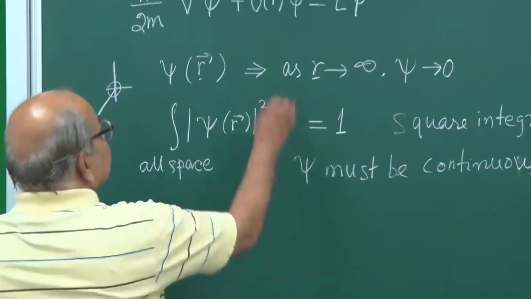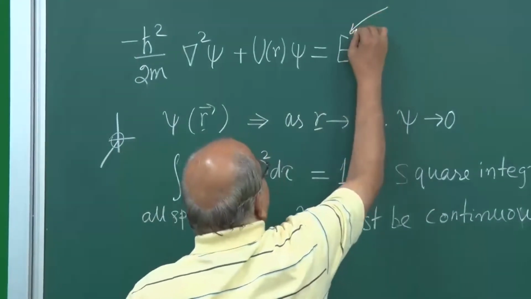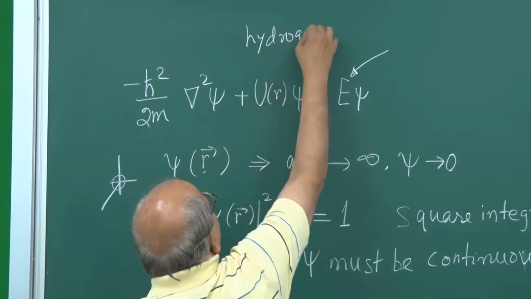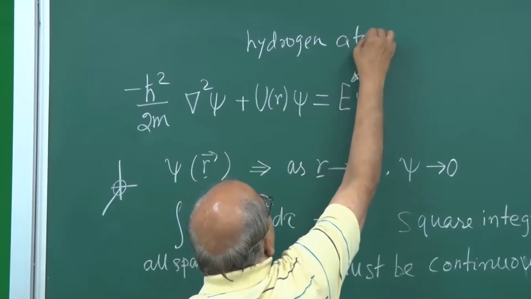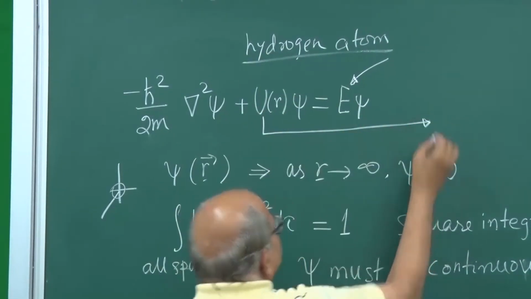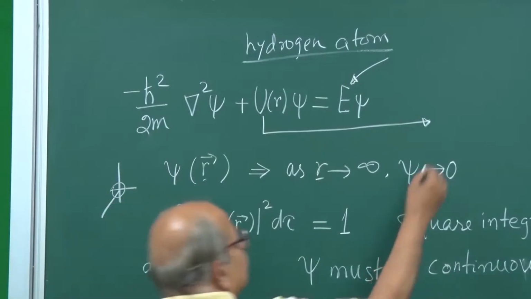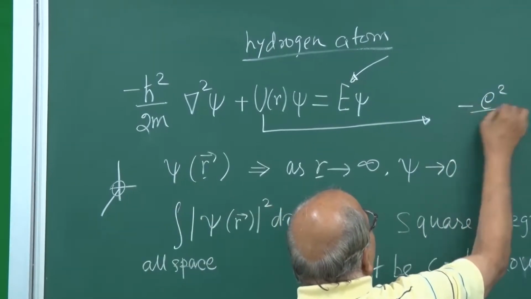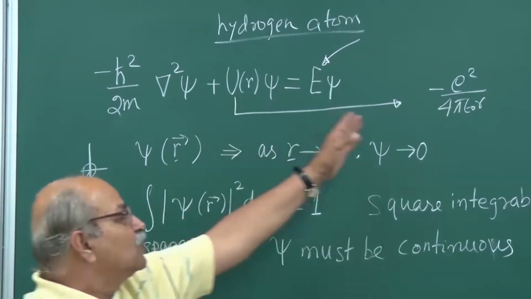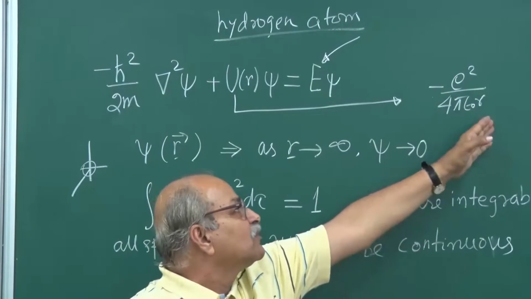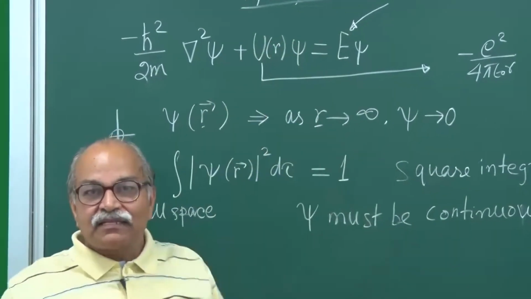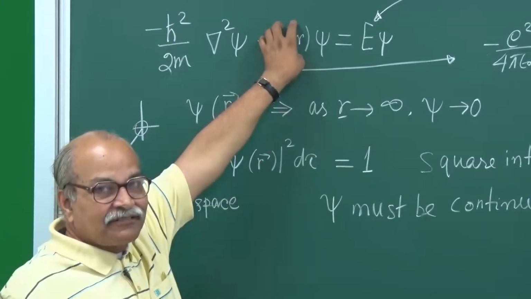Your equation is here. So suppose it is the hydrogen atom, I am talking of the hydrogen atom, and what do I mean here? When I am talking of an electron in a hydrogen atom, that means this U(r) that I am writing is minus e square over 4 pi epsilon naught r. Once I write U(r) is equal to minus e square by 4 pi epsilon naught r, I am talking of the hydrogen atom. If I am talking of something else, then this U(r) will be different.